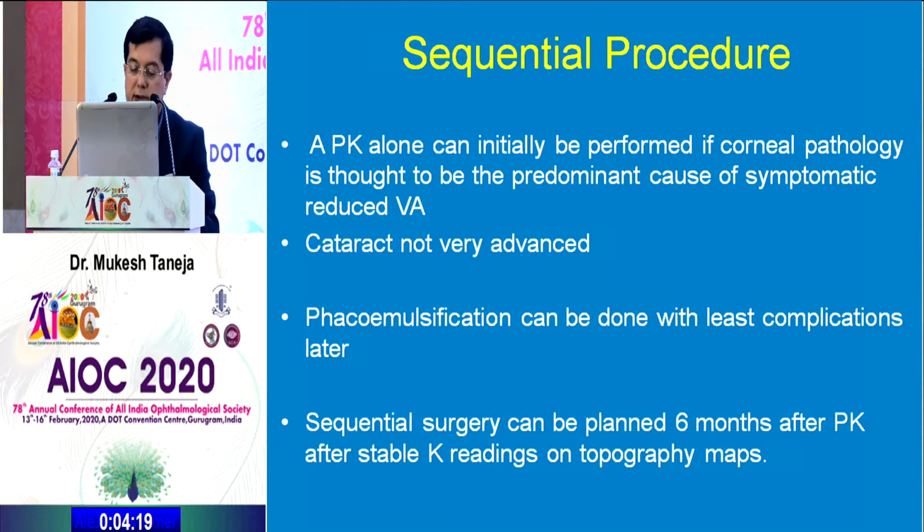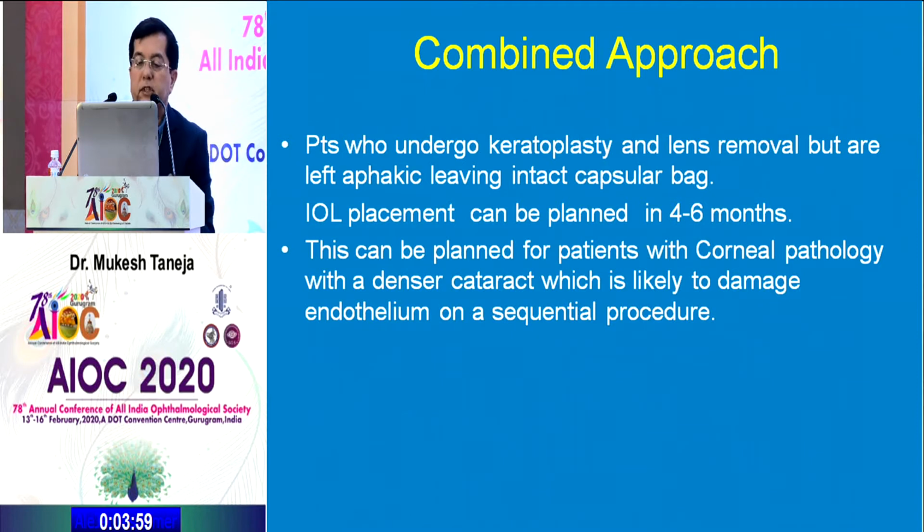The phaco procedures these days are very simple, and you do not damage much of the endothelium. So in that situation, sequential surgery can be planned. The sequential cataract surgery can be planned after about 6 to 9 months, because that is the time it takes for the corneal keratometry to stabilize after a corneal transplant. The combined or mixed approach is where you do the keratoplasty and remove the lens. You do that in a very dense cataract, let's say grade 4, because you will not be able to safely take out that kind of cataract in a keratoplasty patient, as that will cause a lot of endothelial damage. So it's a combined approach.